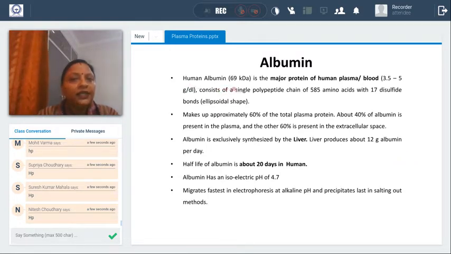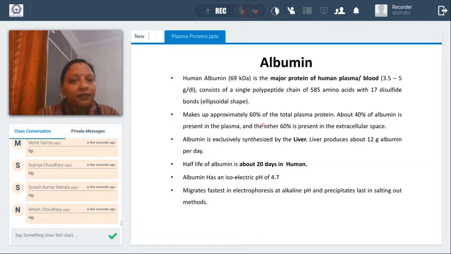Human albumin, 69 kDa, is a major protein of plasma, human plasma or blood. You all know major protein of blood or plasma is albumin. 3.5 to 5 gram per dl concentration. Consists of single polypeptide chain of 585 amino acids with 17 disulfide bonds. It has ellipsoidal shape.